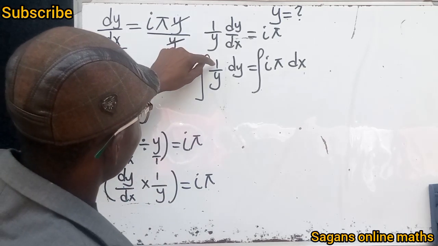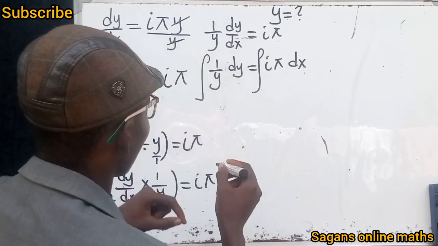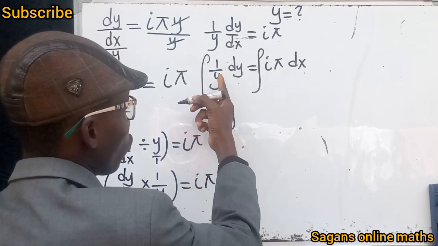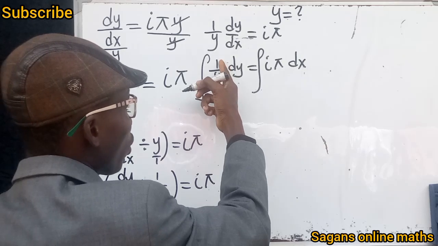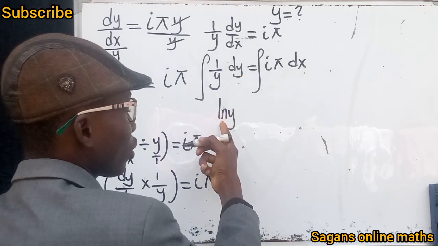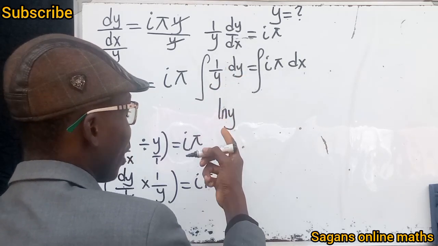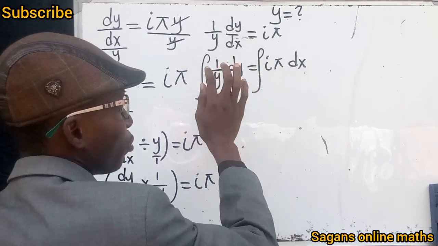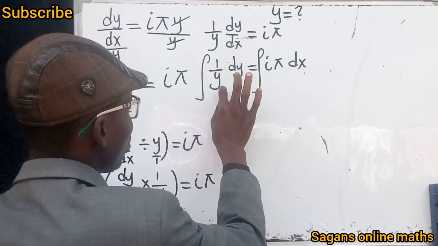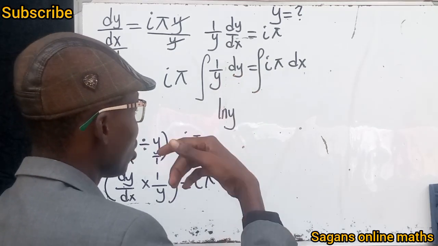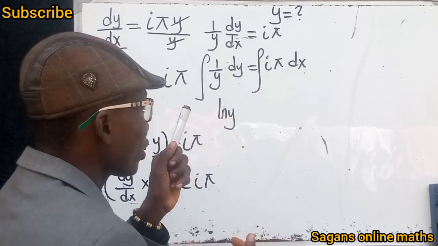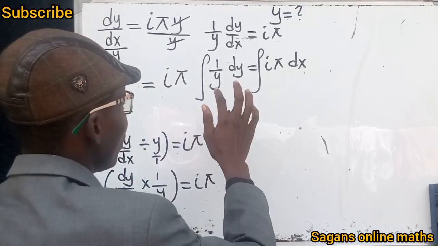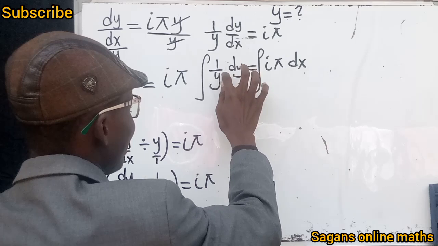Now if I integrate this, I'm going to have ln y. Because if I differentiate ln y, I will have 1/y, since I'm differentiating with respect to y. Remember that when you look at this function, what is at the numerator is the derivative of the denominator. If I differentiate the denominator, I will have 1. So I will take the ln of the denominator. If I differentiate this, I will have this, so if I integrate this, I will have this.